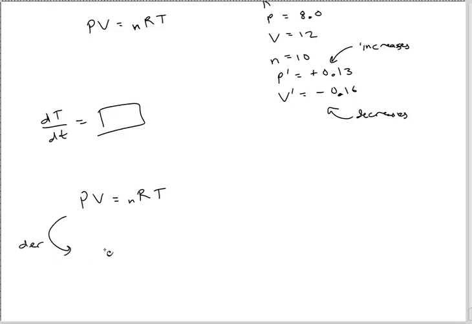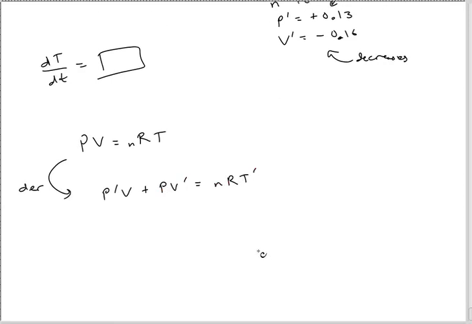And so what we actually have is P prime V plus PV prime. N is definitely a constant, so I don't worry about that guy. R is apparently a constant, so I don't worry about that guy. But T is not, so T prime. To get T prime by itself, I divide over here. So T prime is my goal: P prime V plus PV prime over NR. That does not look very good. And then I just basically plug everything else in.